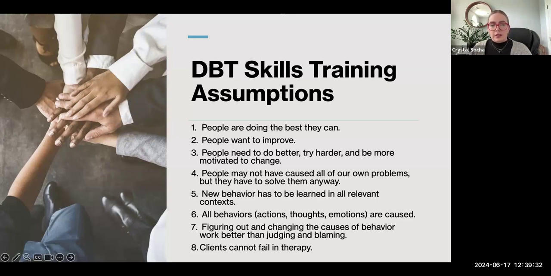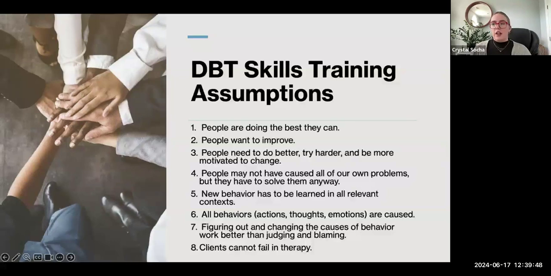DBT is really driven by this notion that people don't want to stay sick. They're doing the best they can. They aren't trying to make things hard. They do want to improve, even those moments where they do feel stuck. You may have clients that come in and say they're ready to change, and they get stuck in making that change, and you're both feeling frustrated. But a lot of these assumptions help guide us to help individuals increase their effectiveness through these skill modules. Okay, so keep some of these in mind.